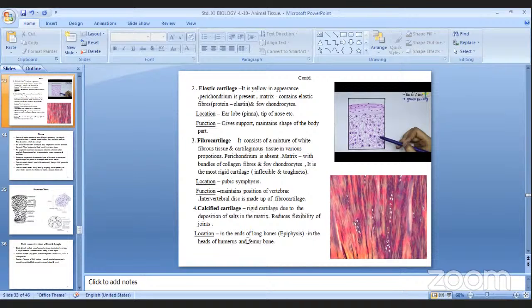Then location: in the ends of the long bones, that is the epiphysis. The upper arm, you can see, just below the head of the upper arm, in the heads of the humerus and femur bone.